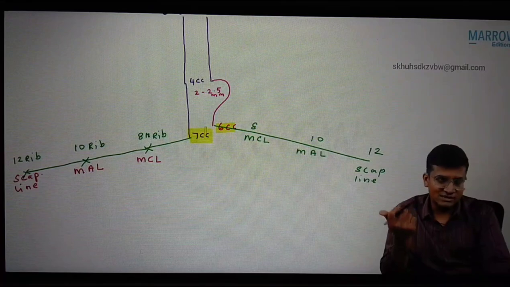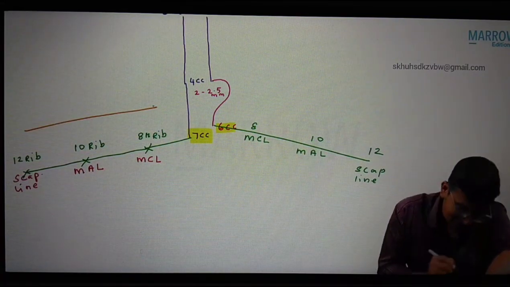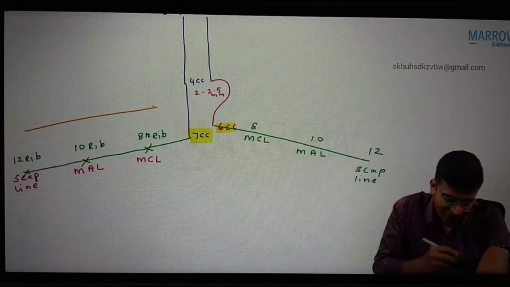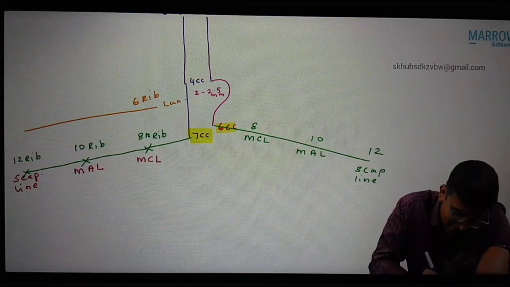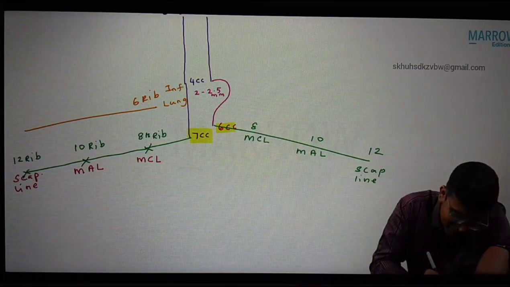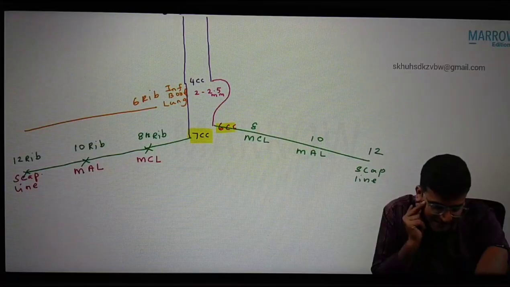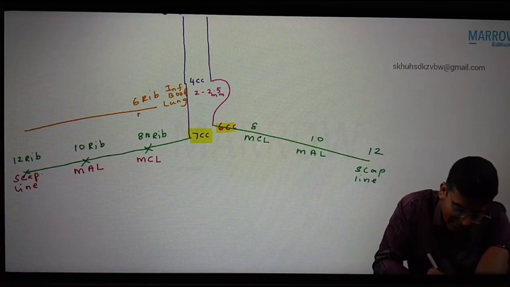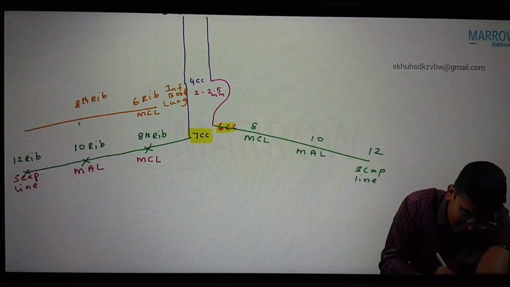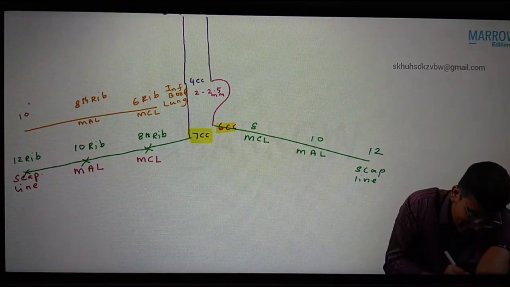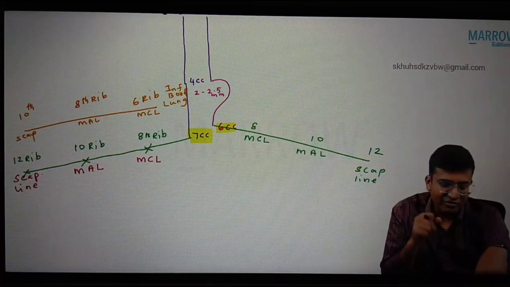The lower border of the lungs. See, the inferior border of the lungs will be like this. The inferior border of the lungs: 6th rib in the mid-clavicular line, 8th rib in the mid-axillary line, and 10th rib in the scapular line. That is the inferior border of the lung.